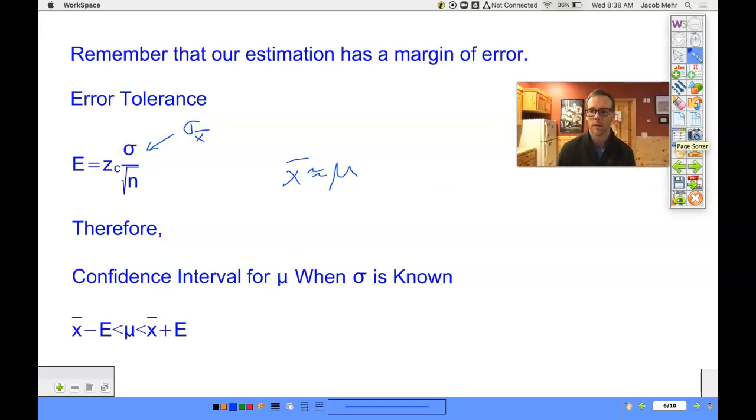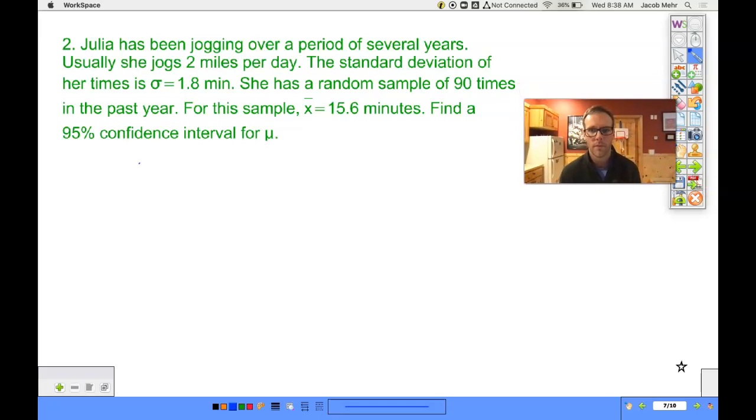All right, let's get to an example here. Julia has been jogging over a period of several years. She usually jogs 2 miles per day. The standard deviation of her times is 1.8 minutes. She has a random sample of 90 times in the past year. For this sample, the mean x bar is 15.6 minutes. Find a 95% confidence interval for mu.